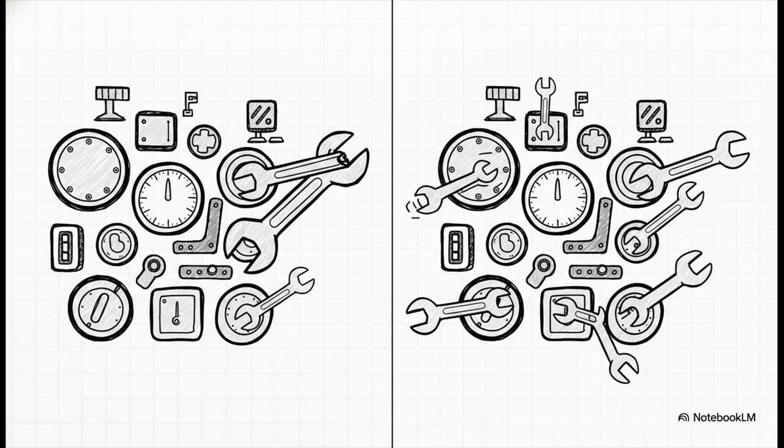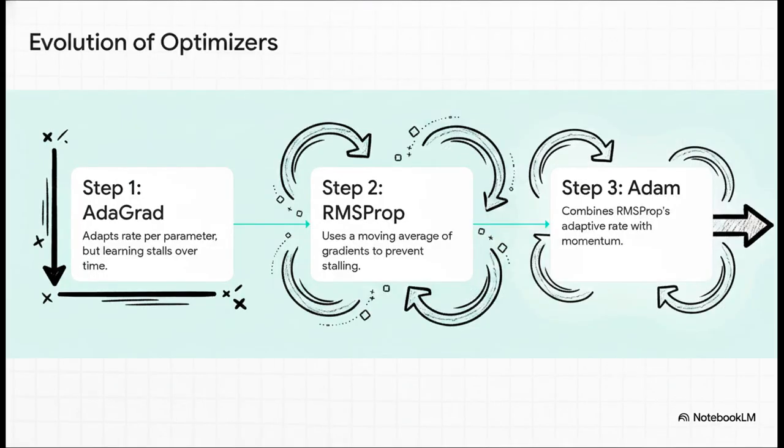Some of those parameters might be for recognizing tiny little details and need small tweaks. Others might be for broad strokes and need huge updates. A one-size-fits-all approach feels kind of primitive, doesn't it? Can we do better? You bet we can. And what's so cool is you can see this beautiful evolution of ideas.